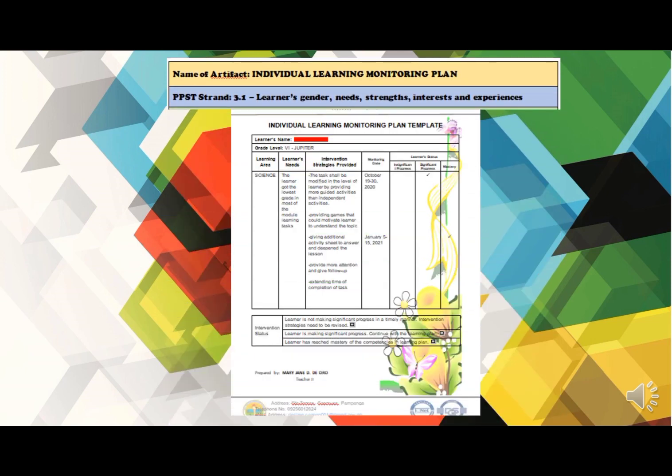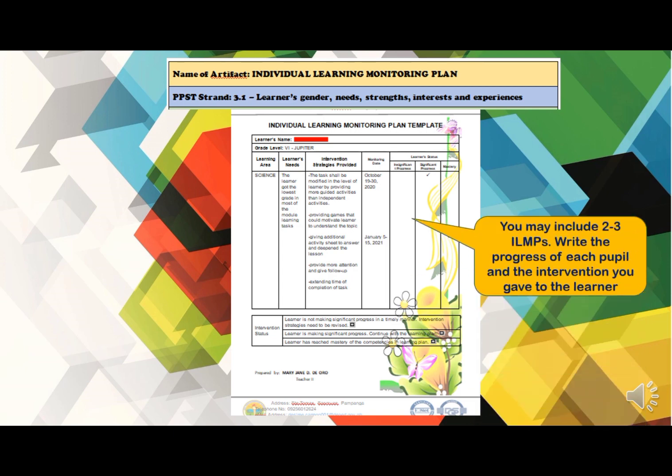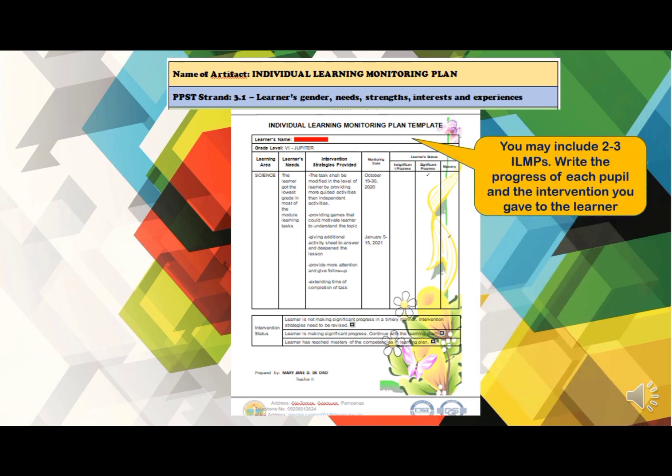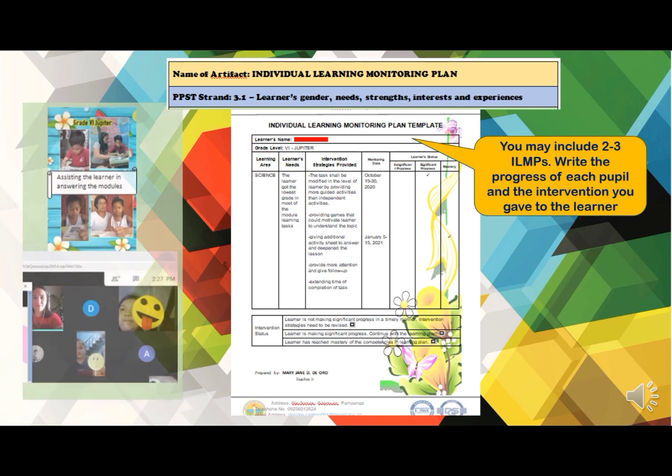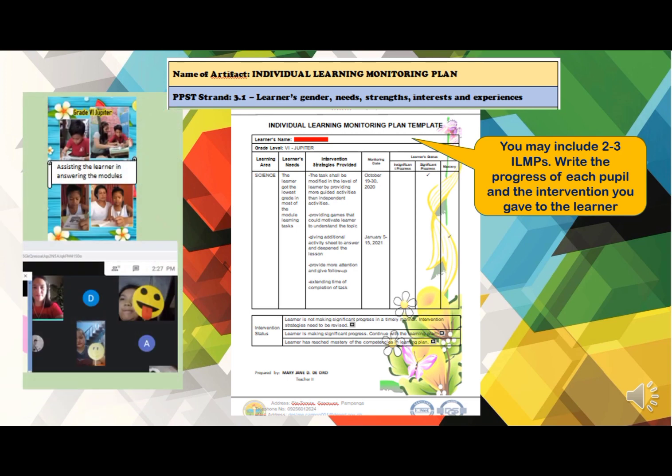In the Individual Learning Monitoring Plan, the PPST strand is also indicated, which is 3.1, Learners' Gender, Needs, Strengths, Interests, and Experiences. You may include 2 to 3 ILMPs. Write the progress of each pupil and the intervention you gave to the learner. You can include how you assisted the learner in answering the modules, to show the progress and how you deal with the children.